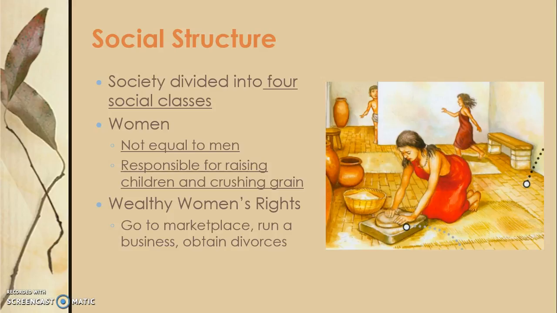And lastly, we'll look at their social structure. This society is divided into 4 social classes. The priests, of course, are at the top. They're the rulers. They're the most important. And then women are a special class. They're not equal to men. Their role in this society is to be responsible for the children, and they also crush the grain and prepare it for their bread and their food. Wealthy women, though, had a few more rights than lower classes. They were able to go to the marketplace, they could run a business, and they could even obtain divorces, but those rights were only reserved for women in those upper classes.